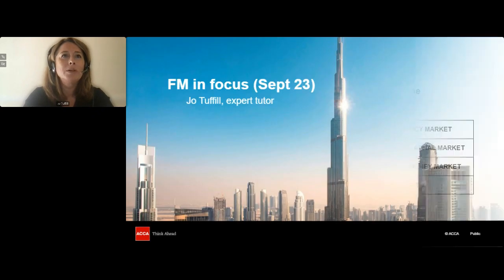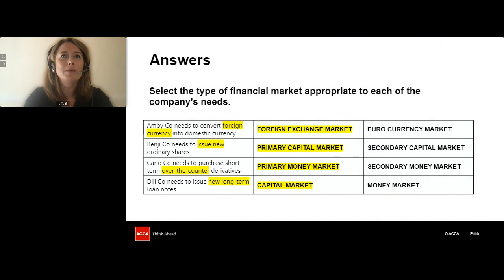So the actual answer is the primary money market. Let's go through these in turn though. So the first answer is Ambi Company needs to convert foreign currency into domestic currency. That would be on the foreign exchange market. Benji needs to issue new ordinary shares, and obviously the capital market. Well, if it's a new issue, then it would be the primary capital market.